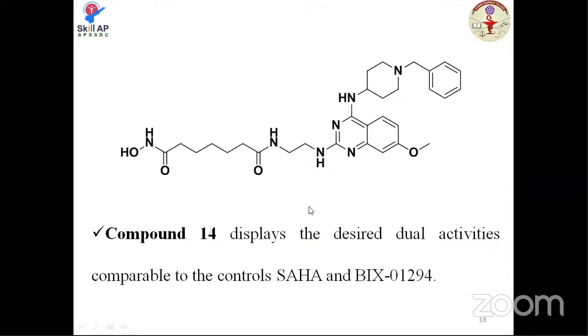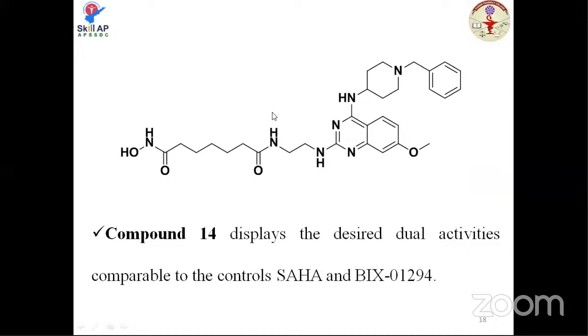Then this is the lead compound. Here we can see compound 14 displays the desired dual activities comparable to the controls, that is SAHA and BIX. This lead compound, compound 14, has both SAHA and BIX features. This group is the phenazolene group, which belongs to the BIX, and this hydroxylamine group belongs to the SAHA.